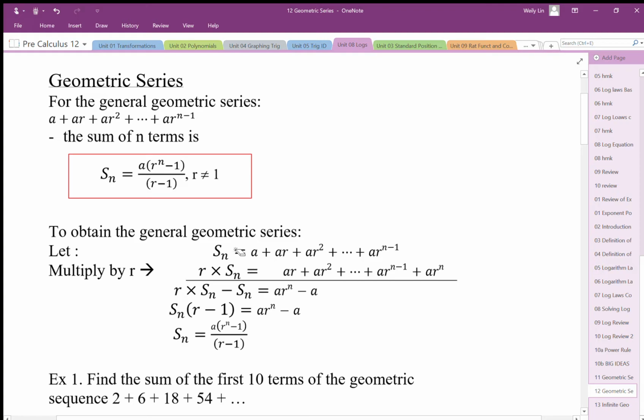If we take a look at the sequence here and add up every term of the sequence, we get Sn, and it looks like this. Here are the terms of the sequence. What we're going to do is multiply everything by r. The a becomes ar, ar becomes ar squared, ar squared becomes ar cubed, etc., and ar^(n-1) becomes ar^n. So this is our original series, and this is the series when we multiply it by r.